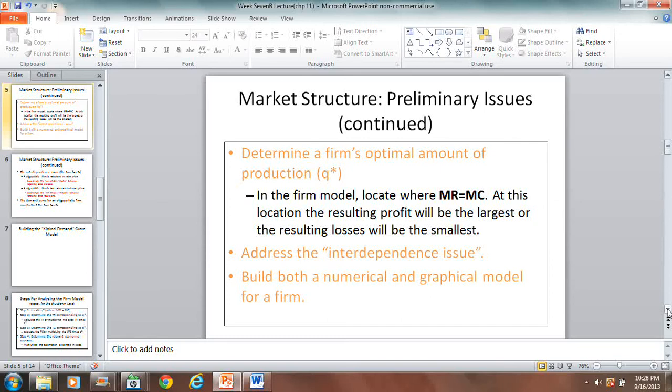Once we get the interdependence issue reasonably in hand, then we want to develop primarily a graphical model for oligopoly. And the model I'm going to focus on is called the kinked demand curve model. This model is discussed in your textbook, and I want to put the spotlight on that one as a way of explaining the behavior we expect to see in an oligopolistic industry.